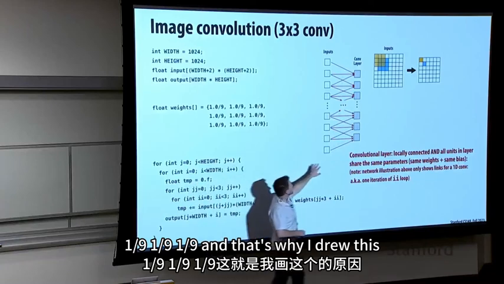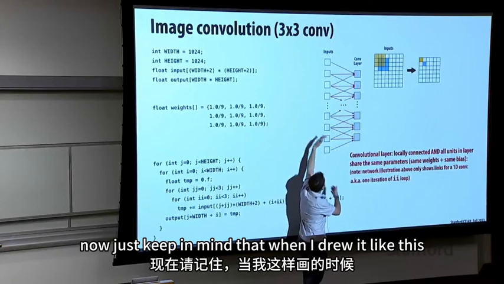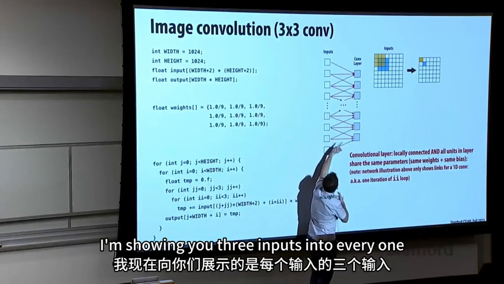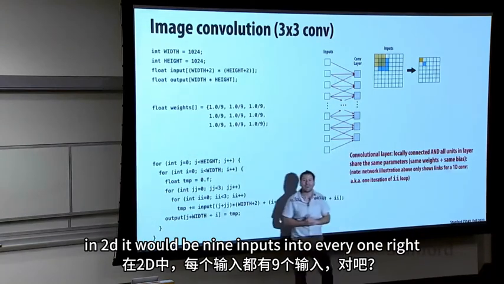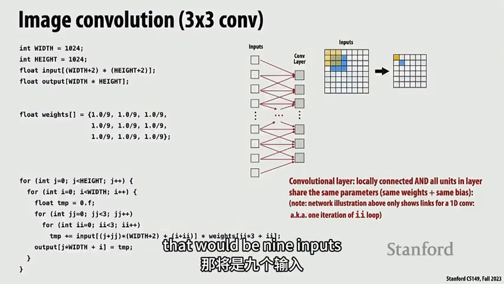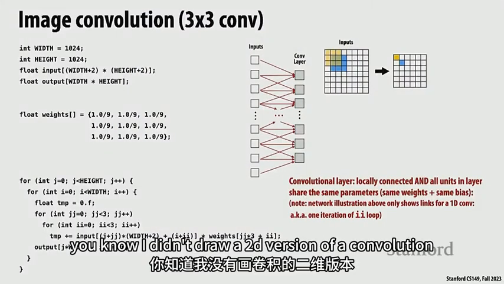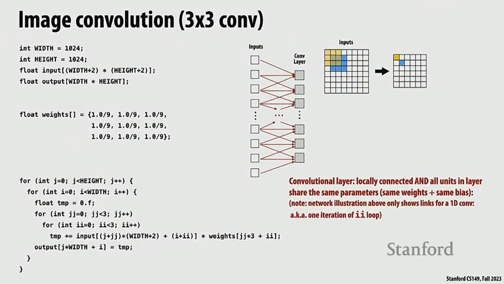And that's why I drew this diagram that looks like this. Now just keep in mind that when I drew it like this, I'm showing you 3 inputs into every one. In 2D, it would be 9 inputs into every one. Right? So if this was actually an image, there would be 9 inputs. And so I didn't draw a 2D version of a convolution in my little DAGs. I drew a 1D, okay?